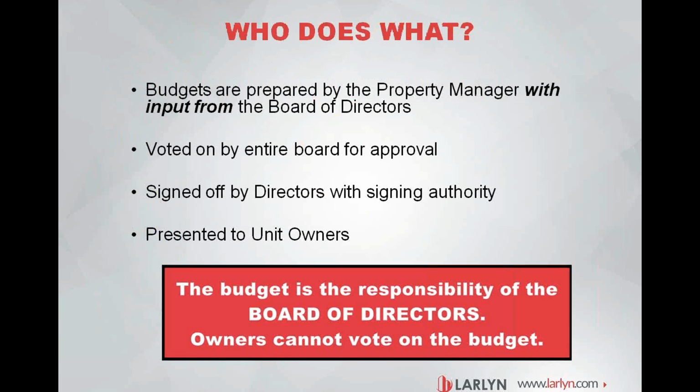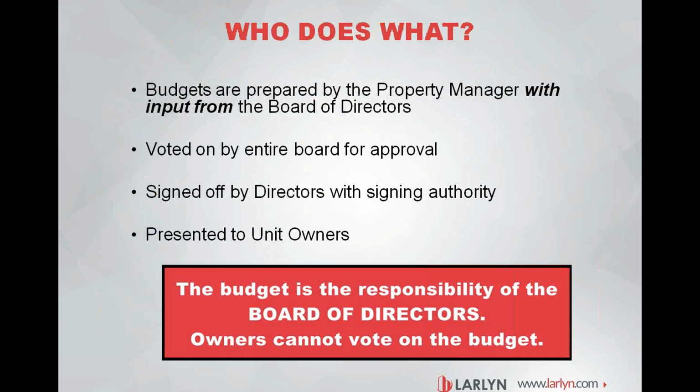So in putting together the budget, it's important to identify who does what. As talked about, there is a partnership between the Board of Directors and the property manager, and each needs to understand their role in the process. So the budgets are prepared by the property manager with input from the Board of Directors.